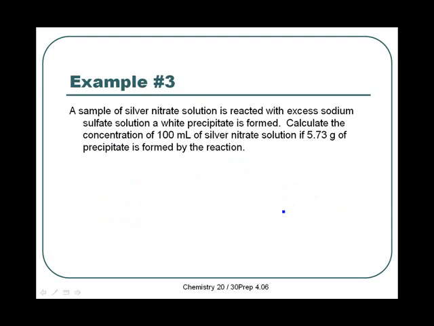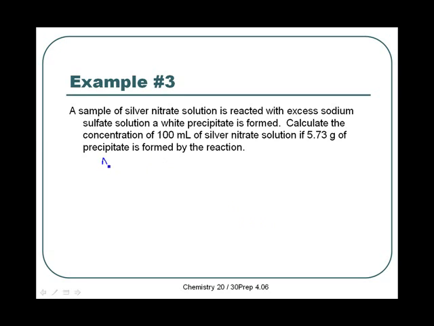One more example. A sample of silver nitrate solution is reacted with excess sodium sulfate solution. A white precipitate is formed. Calculate the concentration of 100 milliliters of silver nitrate solution if that much precipitate is formed. So we have a reaction. Let's see what we have here.